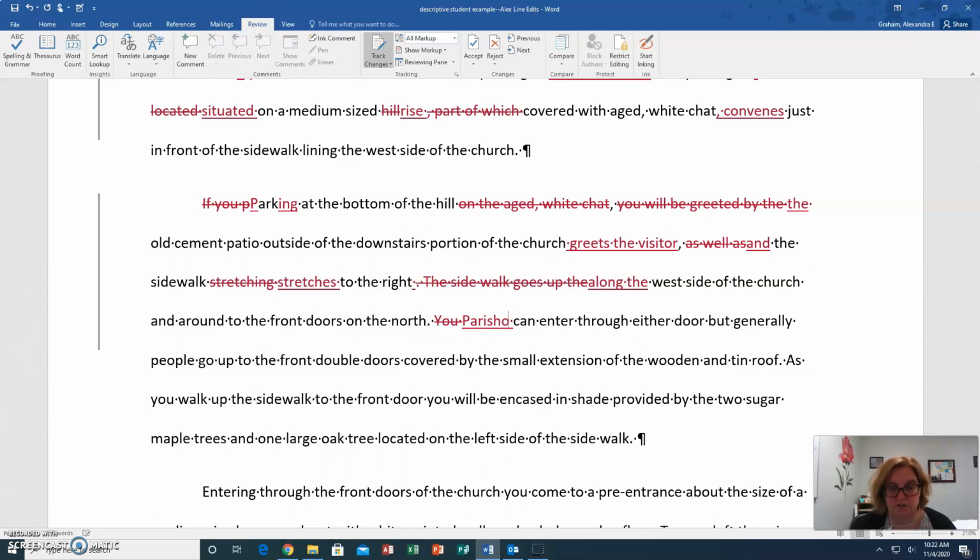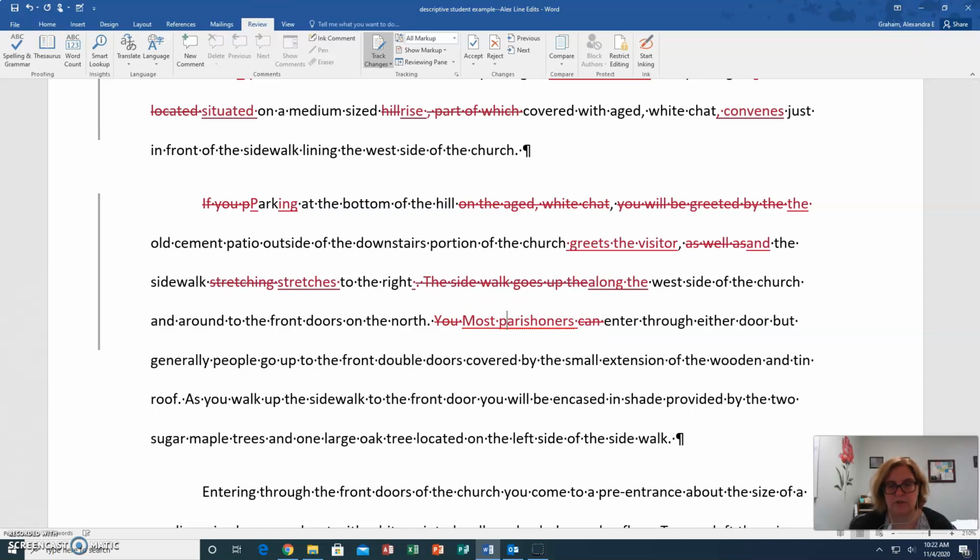Parishioners, because those are the people who go into church. Parishioners, instead of can enter, they just do enter. So parishioners enter through either door, but generally people go up to the front double doors covered by the small extension of the wooden and tin roof. All right, so maybe most parishioners enter through the front double doors covered by the small extension of the wooden and tin roof.